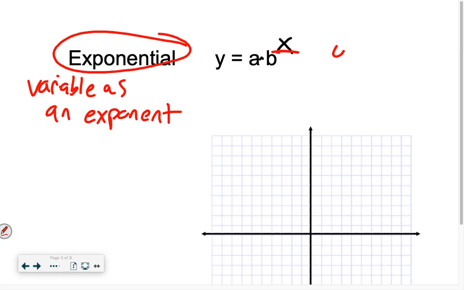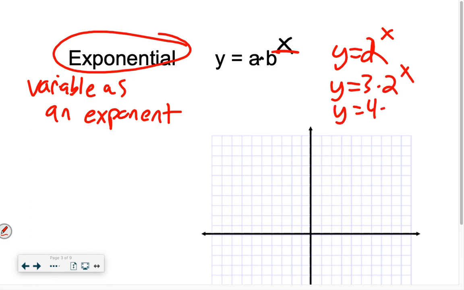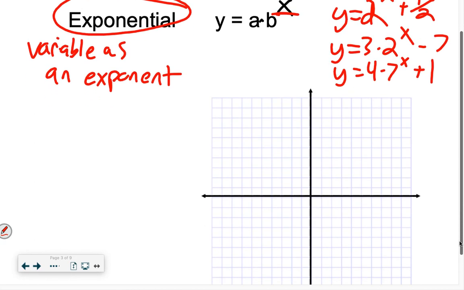So examples could be y equals 1 to the x, 2 to the x, I don't know, y equals 3 times 2 to the x, y equals 4 times 7 to the x. You could even add a 1 at the end or subtract anything. I could say minus 7, I could say plus 1/2. The only thing that matters is that x, okay? If there's a variable as an exponent, it's going to be exponential, okay? So if you're thinking about it as an equation, if there's an x in the exponent, it's going to be exponential, okay?